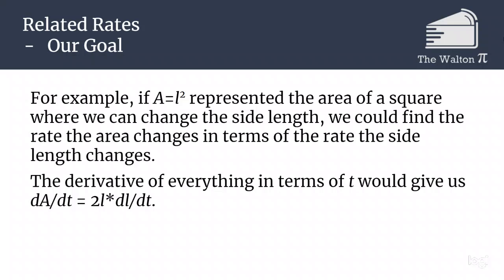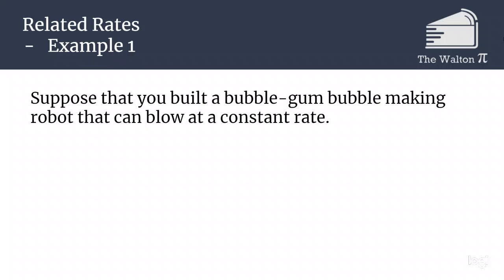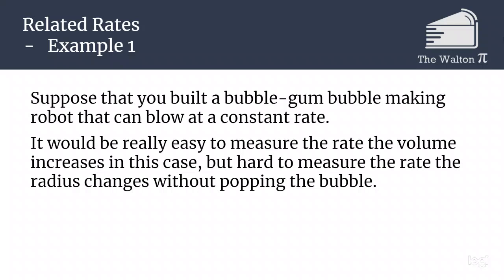Let's go through a couple more examples together. So let's suppose that you've built a bubble gum blowing robot that can blow out at a constant rate. So you can know the rate that the air is blowing into the bubble. That's really easy to measure. You can just have a little gauge inside the mouth of the robot that's measuring how fast air is going through, so we can measure the rate the volume changes very easily.